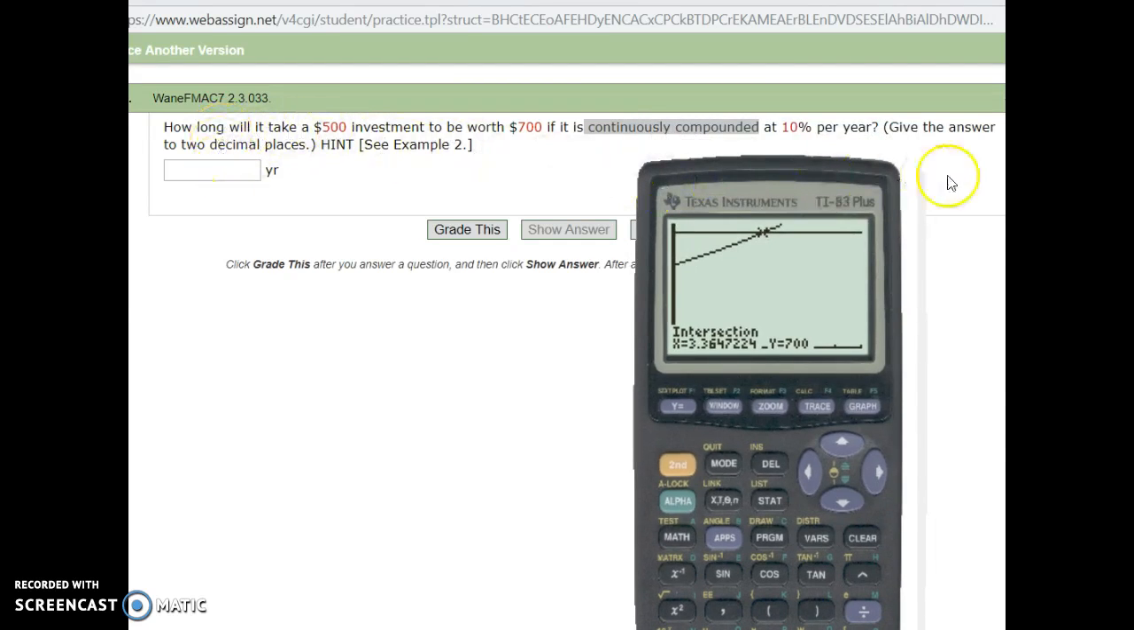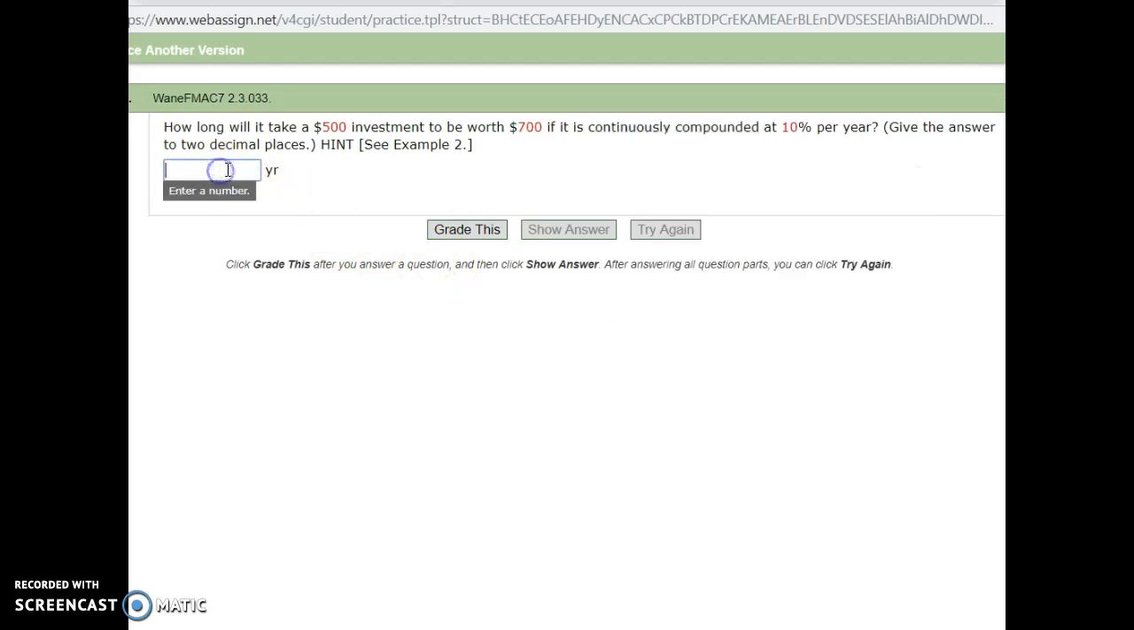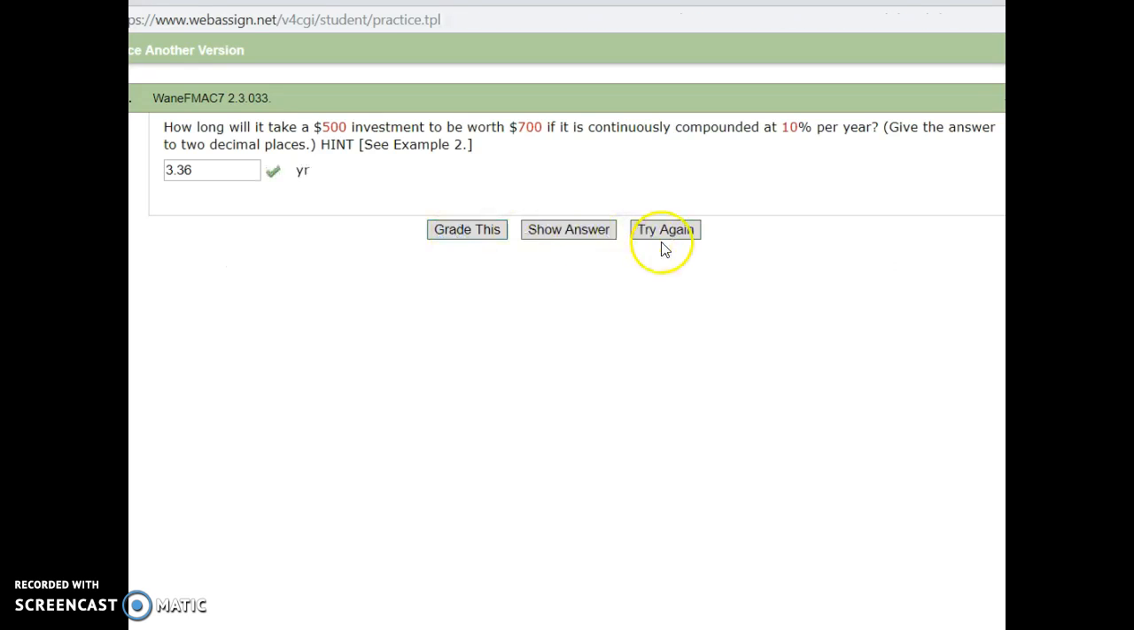worth how long? Give the answer to two decimal places, so 3.36. 3.36 years. I'm going to do another equation, try again. I'll show you the other way to do that.